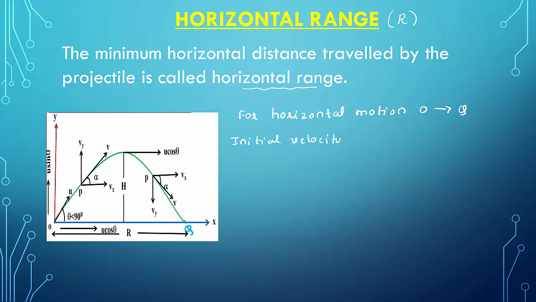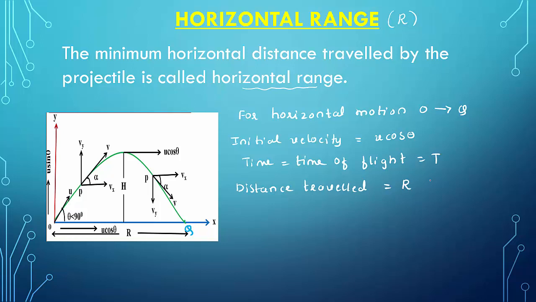Initial velocity is resolved into two components. Along the x-axis we can take it as u cos theta. Then time is the time of flight, because time of flight means the time required by the projectile to travel from the point of projection to the ground. The total time taken by the projectile is the time of flight. Let us take it as capital T. Then the distance travelled by the projectile is equal to the horizontal range R, because this is the distance travelled along the horizontal direction from O to Q.